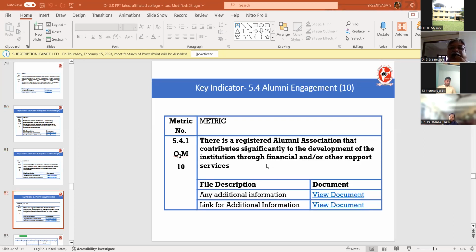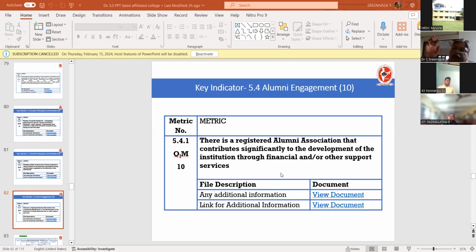Whether there is a registered alumni association. Many times we say that we have collected 100 rupees as a registration fee for the alumni association. That money is there, but that is not the contribution made by the alumni association. Now the question says whether there is a contribution to the development of the institution, financial or other support. Earlier, only financial support was counted. Now, any other services can also be included.